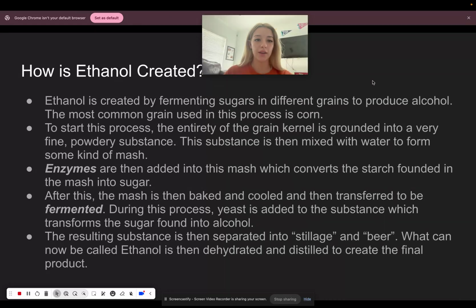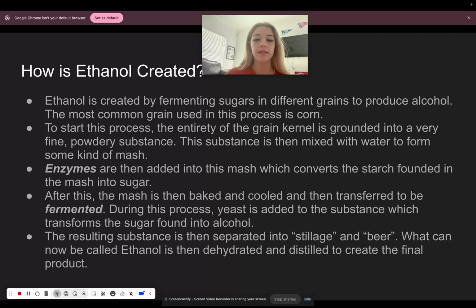So how is ethanol created? Ethanol is created by fermenting sugars and different grains to produce alcohol. The most common grain used in this process is corn. To start this process, the entirety of the grain kernel is ground into a very fine powdery substance. This substance is then mixed with water to form some kind of mash.